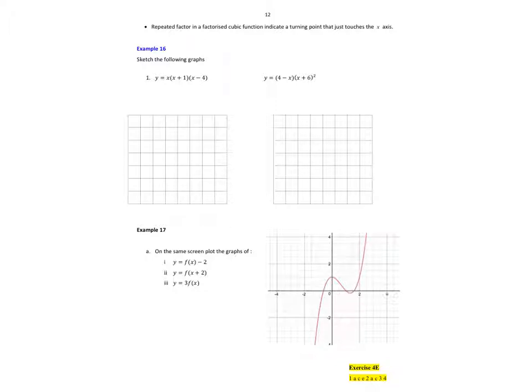Okay, so that's what that sort of says up here. A repeated factor in a cubic function indicates a turning point. It touches the x-axis and goes. All right, so if we do a quick graph sketch in these ones here.